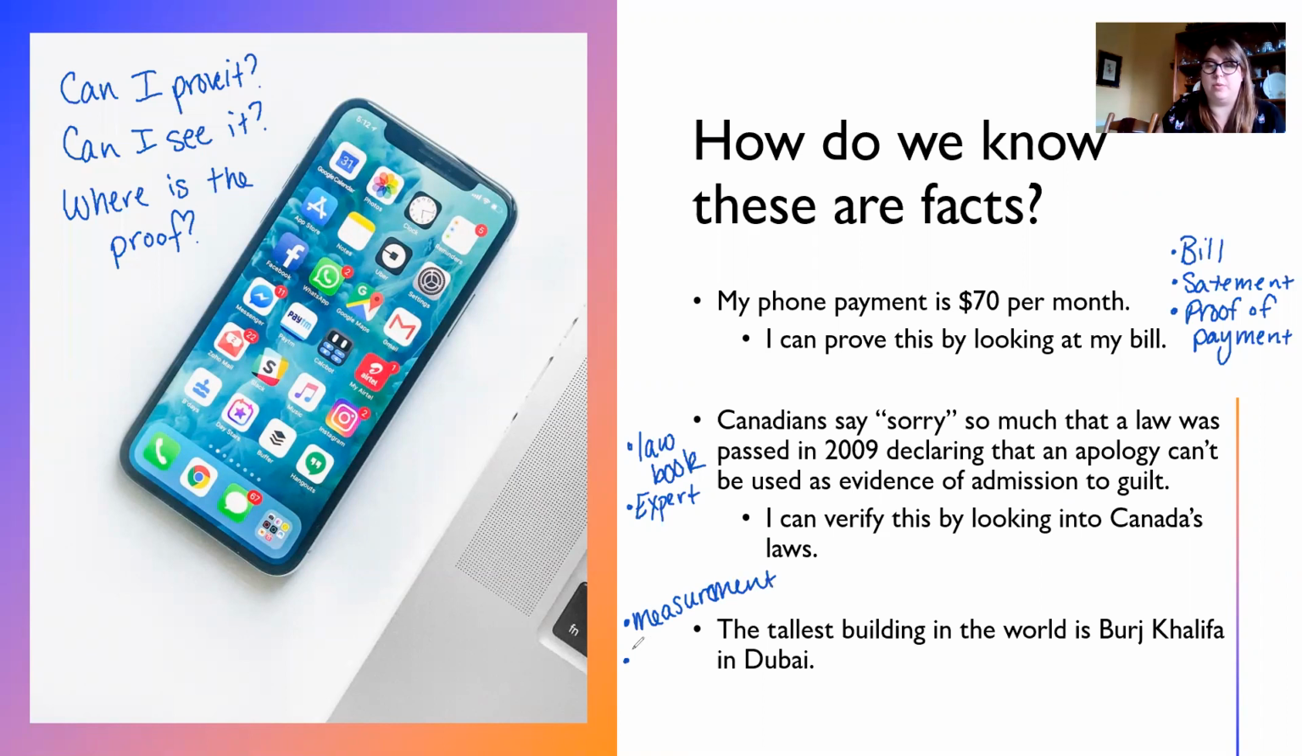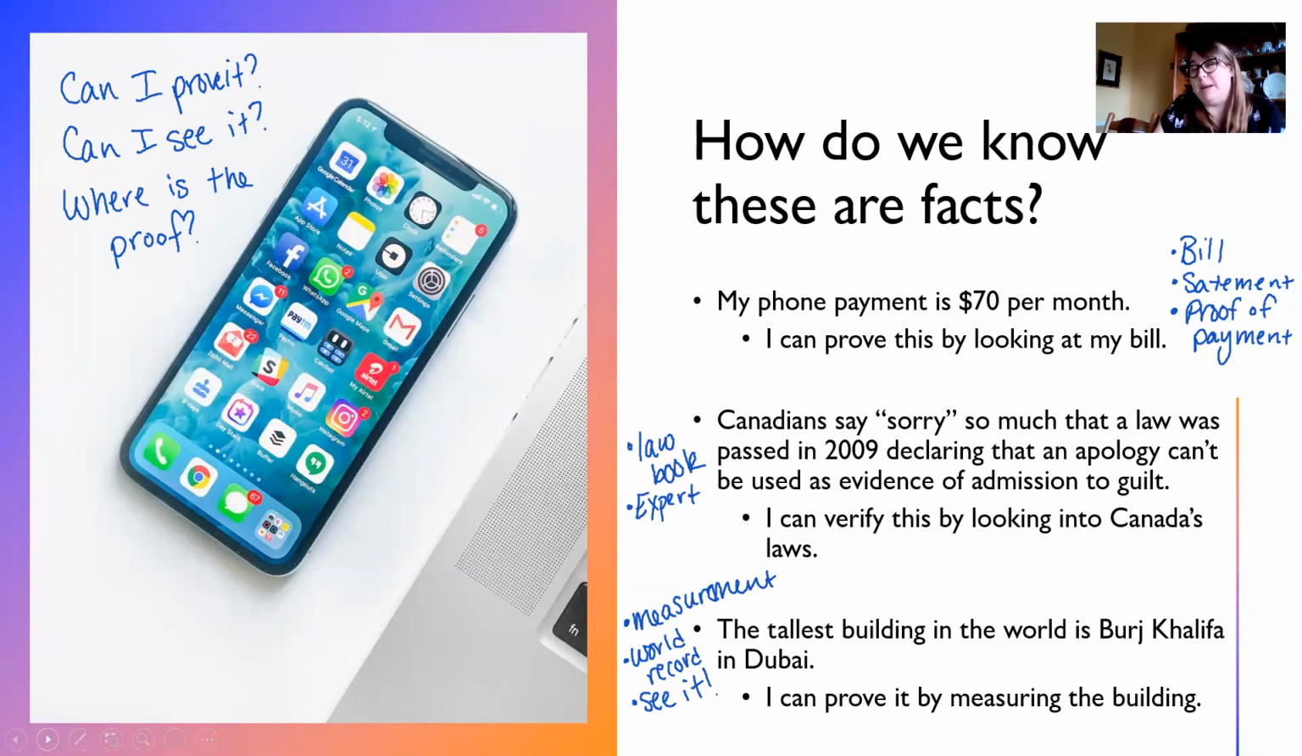Maybe I can look for world records. And if I could, I might be able to just go see it, right? I may be able to go look at it and prove it through looking at something. So I can prove it by measuring the building, by seeing it, by looking it up. So all of these count as facts because they're things that I can prove. I can prove them in some way, shape, or form, which makes them a fact.